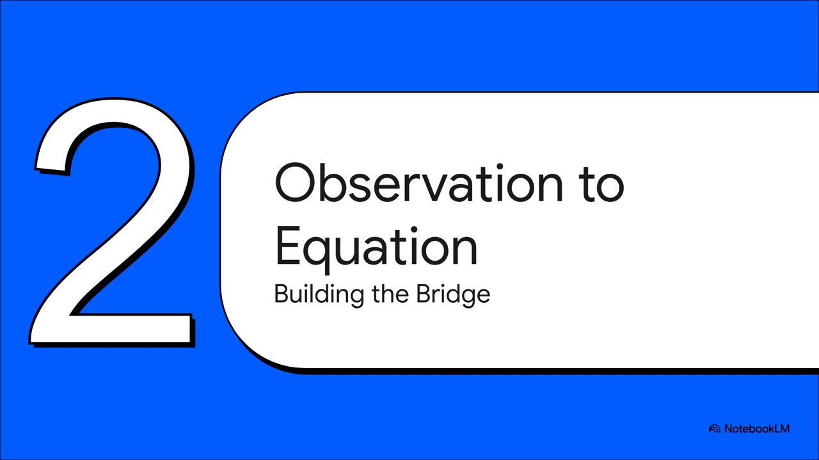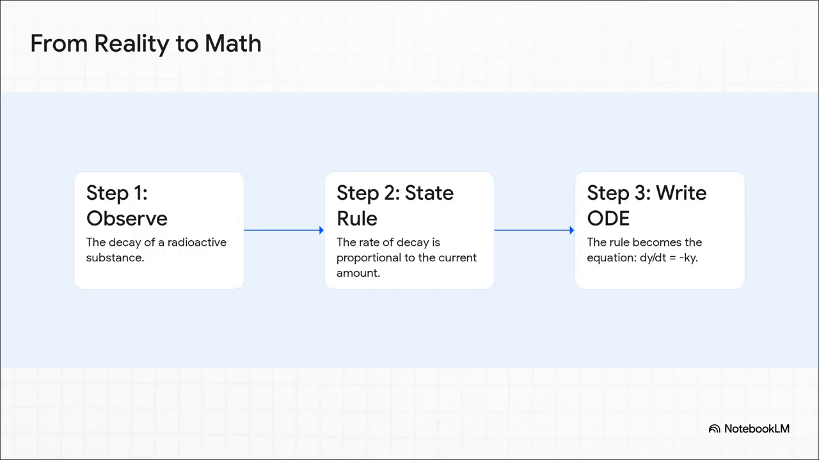We're going to take a super simple physical observation and see exactly how it becomes a mathematical equation, an ODE that we can actually work with. It really is a three-step process, you'll see. First, you just observe something, like a radioactive substance decaying. Second, you state the rule in plain English: the rate it decays is directly proportional to how much you have at any given moment. And third, you translate that sentence into math.